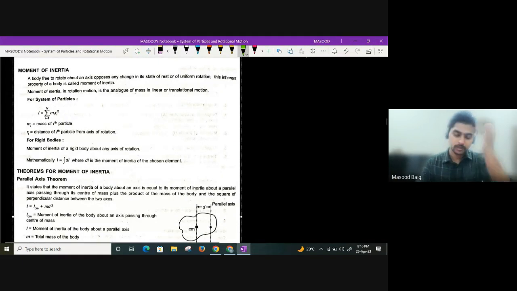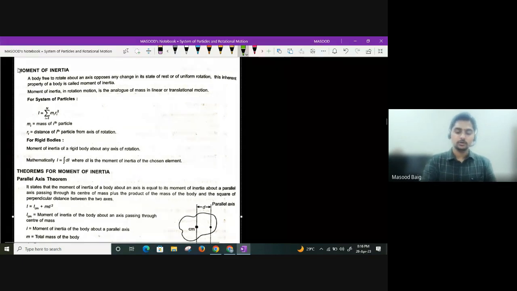Yes or no? What is inertia? Whenever an object is free to translate, inertia is the property of resistance offered to any change in its state of rest or motion, or its direction of motion. That is the resistance offered during translation. Moment of inertia happens to be the resistance offered during rotation, guys.